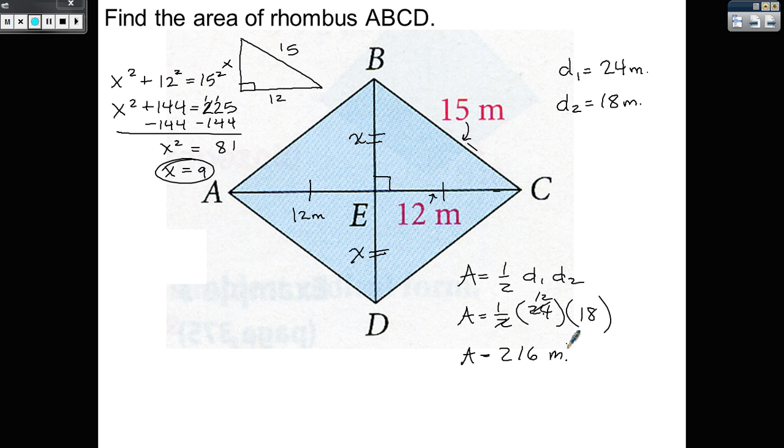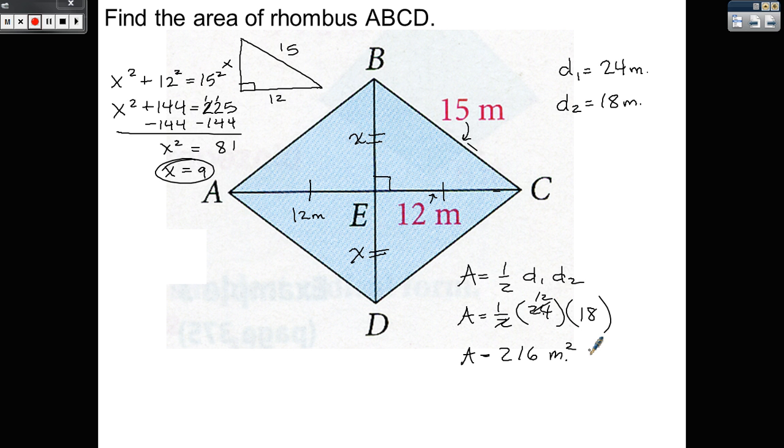I should know better than to be up here without a calculator, but double check me on that. I believe it'll be 216 square meters, and that will be your answer for that problem. 12 times 18, there we go, 216, okay? All right, so hopefully that was understandable.